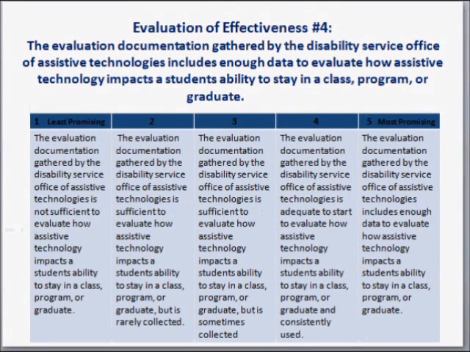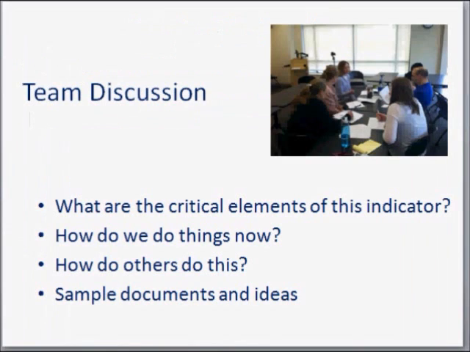In each of those indicators, the team had a discussion that addressed questions like the ones you see here. They asked themselves, what are the critical elements of this indicator? What are the important pieces that need to be in place in order for us to give ourselves a higher rating in this indicator? What are the ways we do things now in this area, which is evaluation of effectiveness? And how do other people do this same thing?